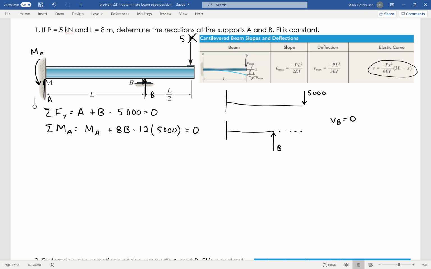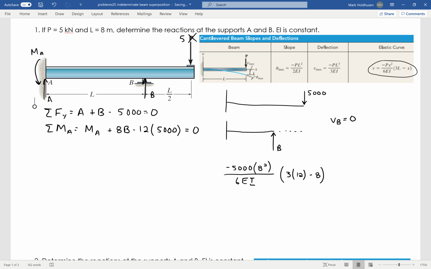This is going to cause a deflection downward, so it'll be negative 5,000 times 8 squared, divided by 6EI, times 3 times L, where L is 12, the total length of the beam, minus X, which is where it's located, which is 8. That's where the deflection is 0.